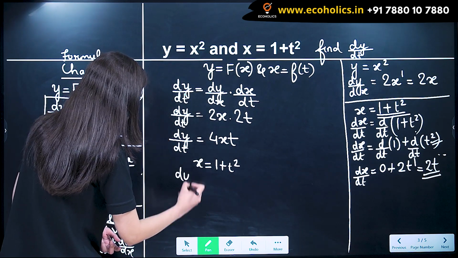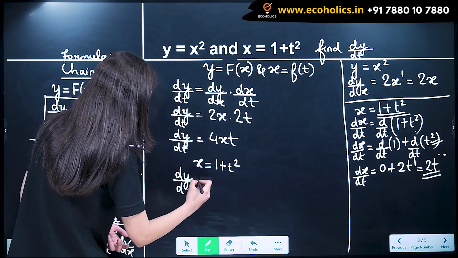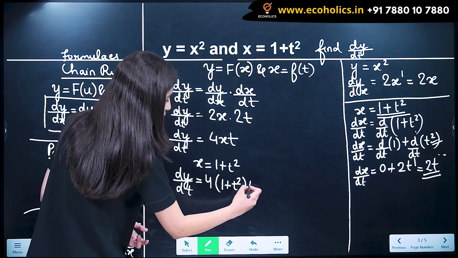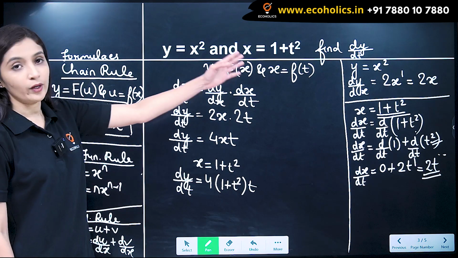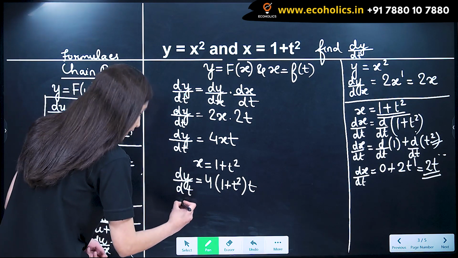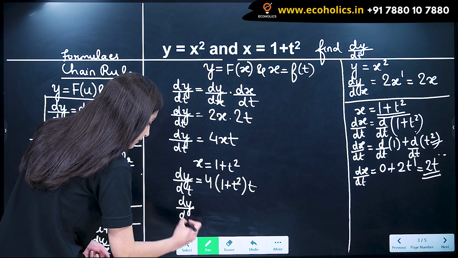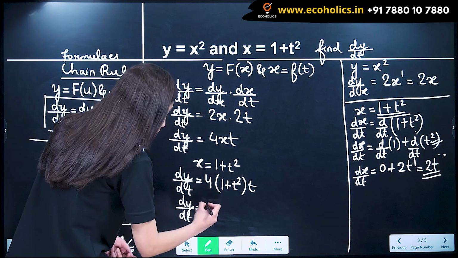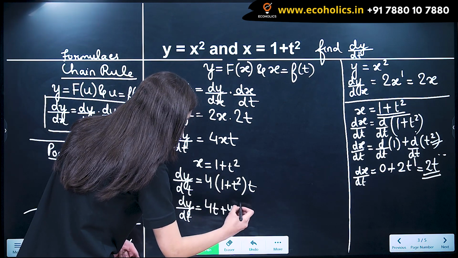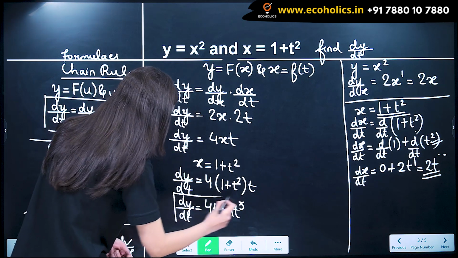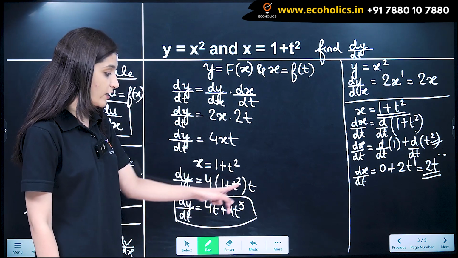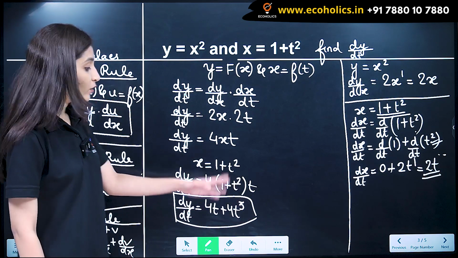So we have dy by dt is equal to 4 into (1 plus t square) into t, because we have x as 1 plus t square. This is just for simplification purpose. Now what do we get? So we have dy by dt as 4t plus 4t cube. 4t multiplied by 1 is 4t and 4t square into t gives us 4t cube. So this completes our answer.